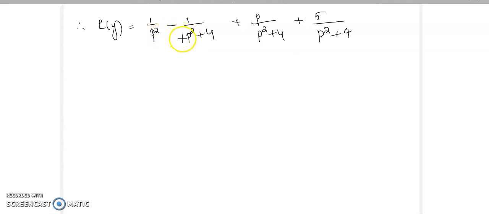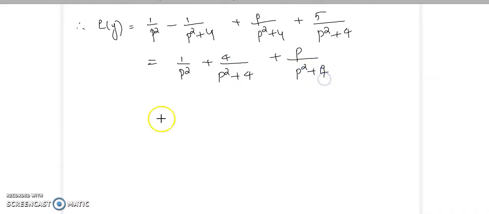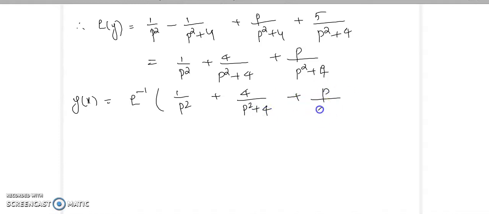So 4 by p square into p square plus 4 can be written as 1 by p square minus 1 by p square plus 4. Then you have these two terms. So I can simplify it as 1 by p square plus 4 by p square plus 4 plus p by p square plus 4. And now for obtaining y, y of x will be given by L inverse of 1 by p square plus 4 by p square plus 4 plus p by p square plus 4.